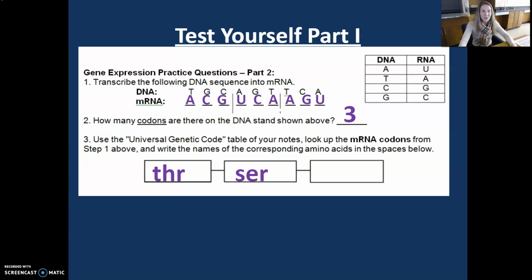So if you received SER for your second codon on mRNA, great job. And SER for your third codon on mRNA, again, wonderful job. If not, please continue to practice.